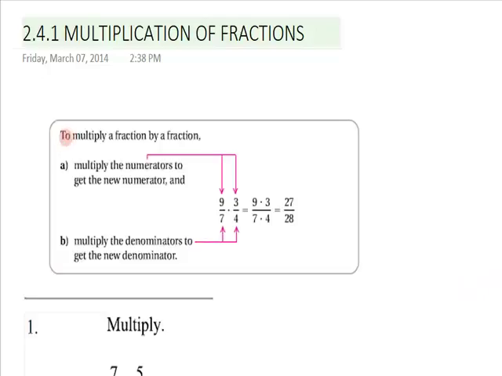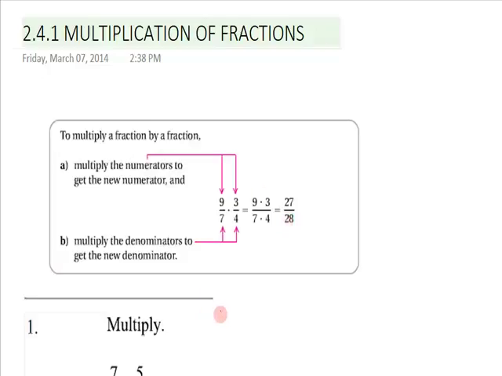We have the rule. It says to multiply a fraction by a fraction, multiply the numerators, which are the tops, to get the new numerator. So 9 times 3 is 27. And multiply the denominators, which are the bottoms, to get the new denominator. 4 times 7 gives us 28.